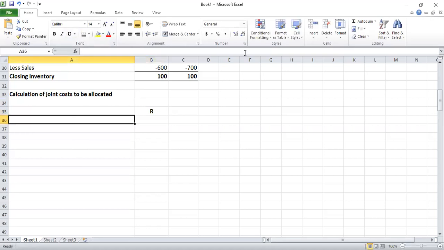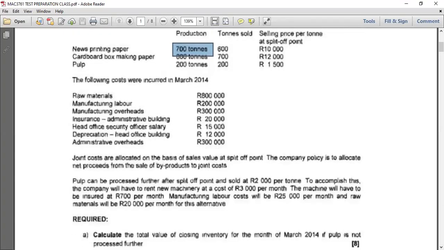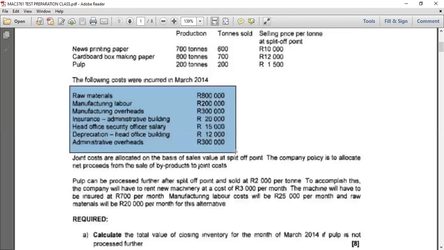Right, we have to add up all those joint production process costs. These are the costs that we have. But you should be very careful. Not all of those costs are production related costs. So we have to include those that are production related. So we'd include the raw materials, manufacturing labor, manufacturing overheads.